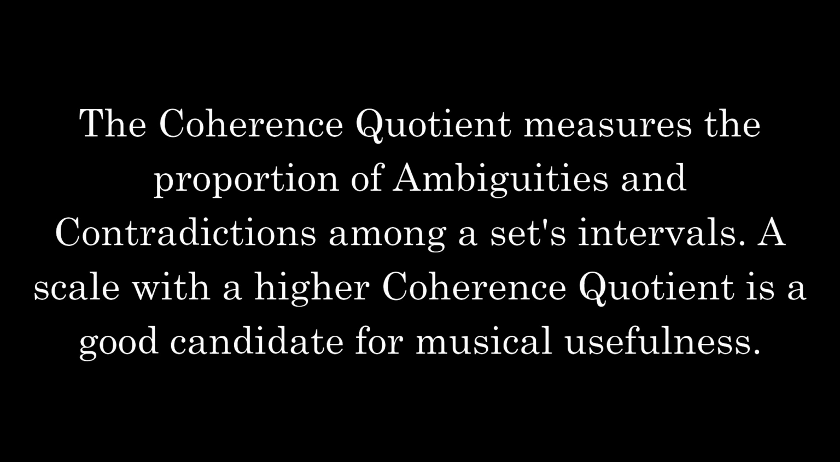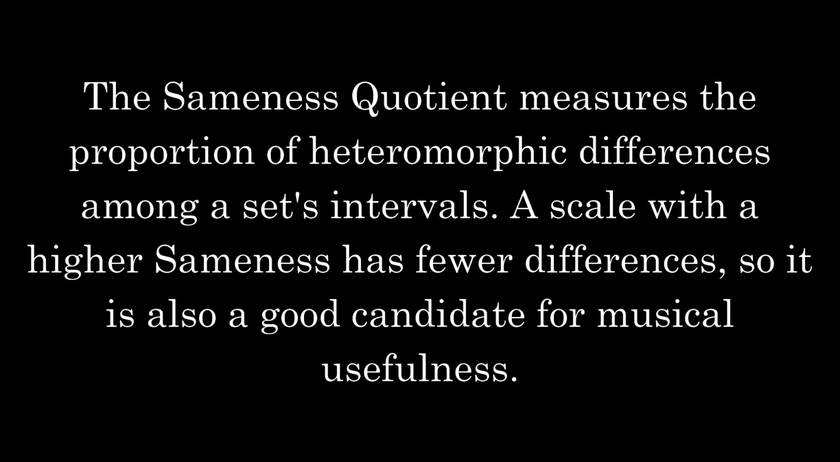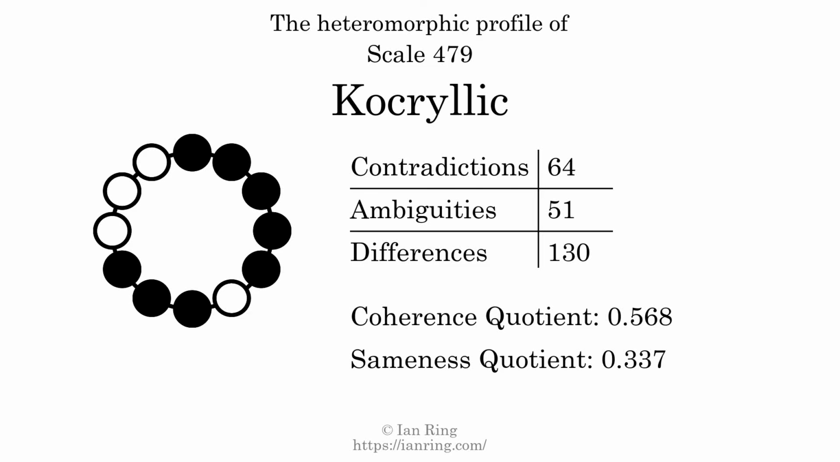The coherence quotient measures the proportion of ambiguities and contradictions among a set's intervals. A scale with a higher coherence quotient is a good candidate for musical usefulness. The coherence quotient is 0.568. The sameness quotient measures the proportion of heteromorphic differences among a set's intervals. A scale with a higher sameness has fewer differences, so it is also a good candidate for musical usefulness. The sameness quotient is 0.337.